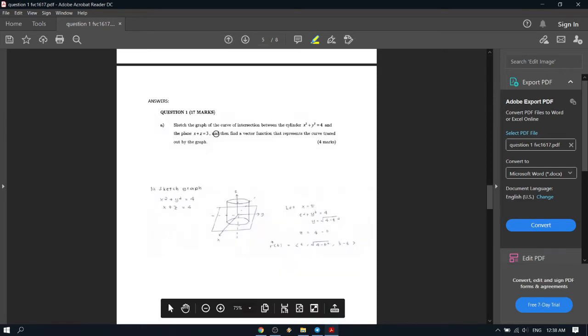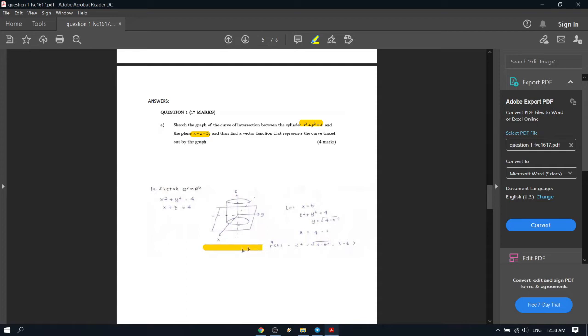Question 1. Sketch the graph of the curve of intersection between x square plus y square is equal to 4 and the plane x plus z is equal to 3. Then find a vector function that represents the curve traced out by the graph. The question gives us this equation and this plane equation, right? And then we can draw it on the x-axis, z-axis and y-axis, and our sketching will be a cylinder and a plane here, right?